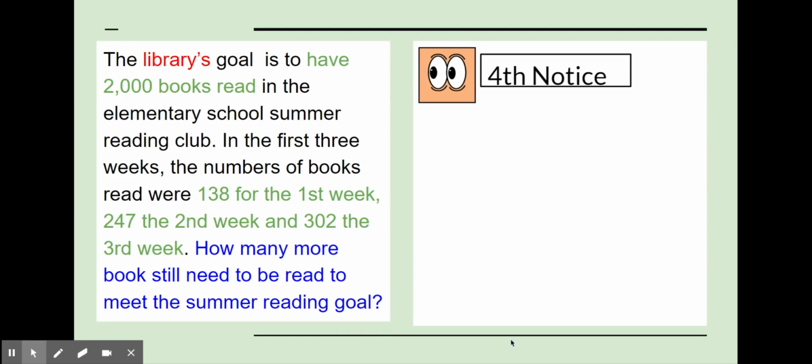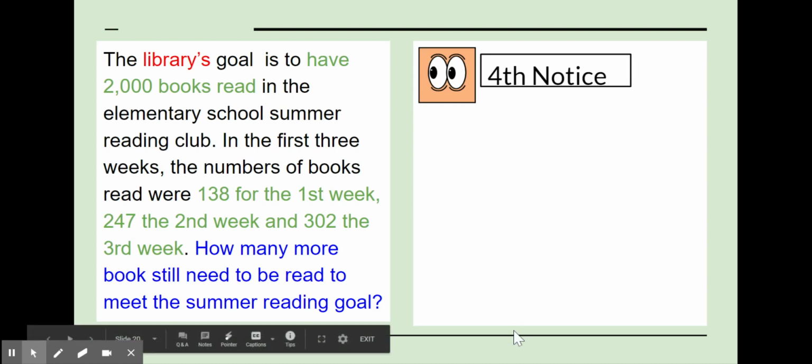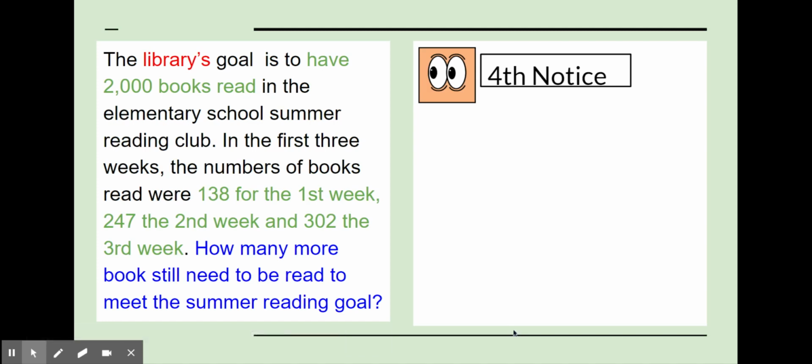So in our fourth and final look and read through, the library's goal is to have 2,000 books read in the elementary school summer reading club. In the first 3 weeks, the numbers of books read were 138 for the first week, 247 the second week, and 302 the third week. How many more books still need to be read to meet the summer reading goal? And in this fourth look and fourth notice is where we summarize the steps we took to solve the problem to show how your answer is reasonable using the first 3 looks.